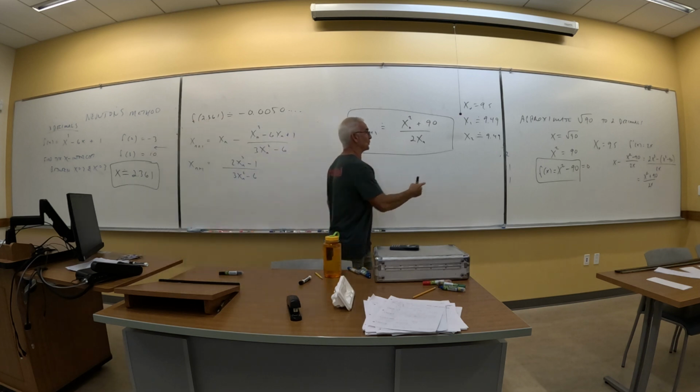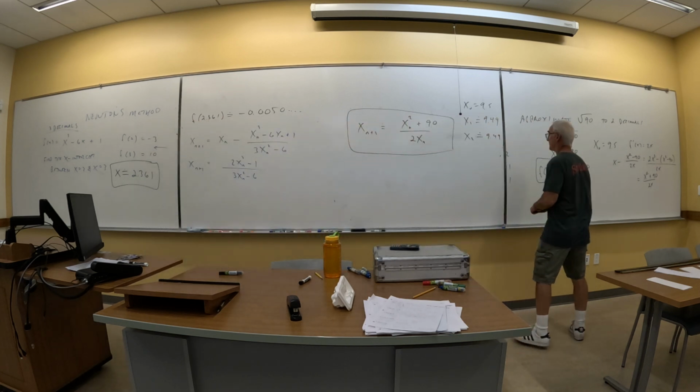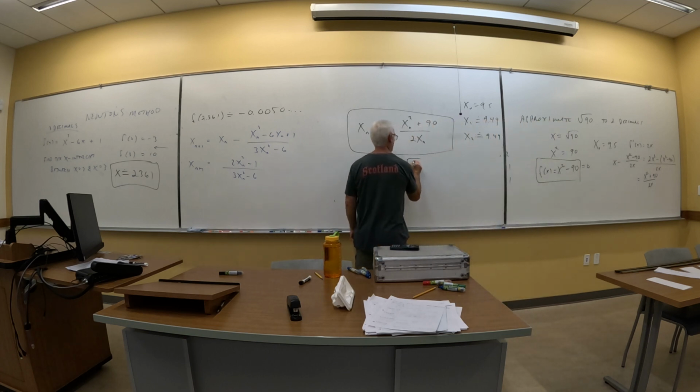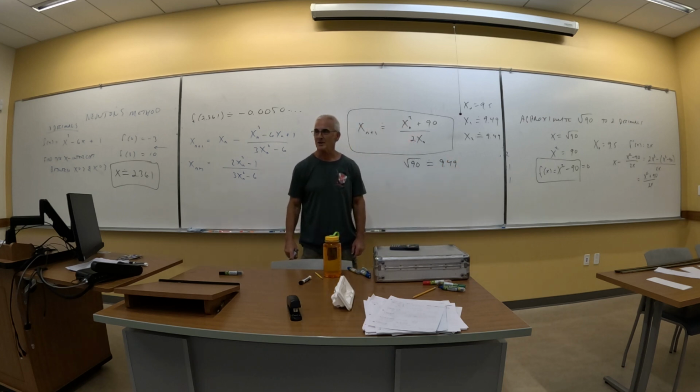So if I needed a 2 decimal place approximation for the square root of 90, I would say the square root of 90 is approximately 9.49. Now, I'm pretty sure I did this right.